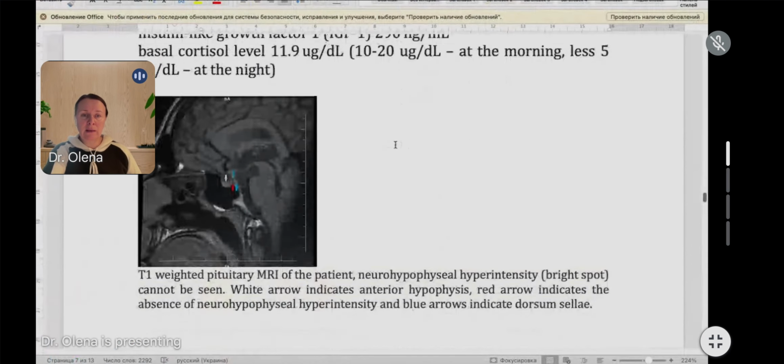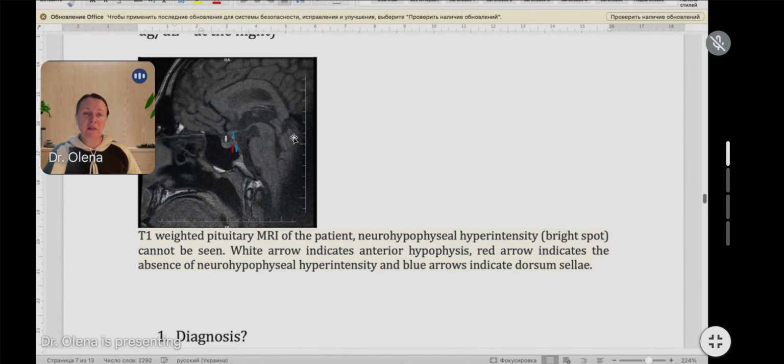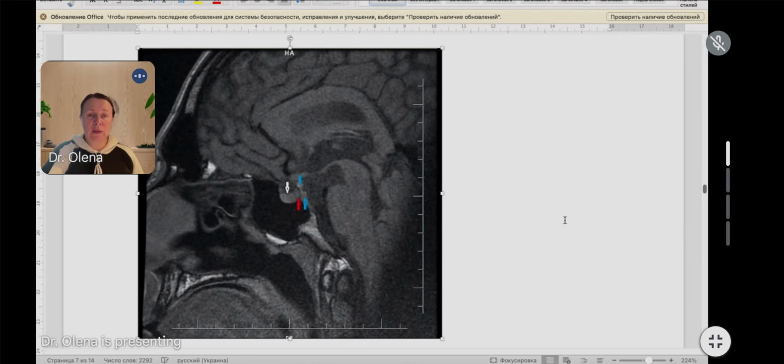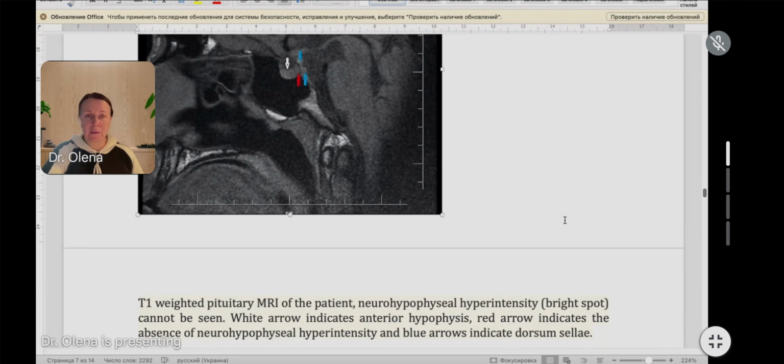So we can make conclusion about affection of the low lobe of the pituitary gland. And this is the magnetic resonance imaging of the patient. I try to make it bigger. Later, some changes were found in the patient on this imaging. Neurohypophyseal hyperintensity, the bright spot, cannot be seen. The white arrow indicates anterior hypophysis, and the red arrow indicates the absence of neurohypophyseal hyperintensity, which should be present.